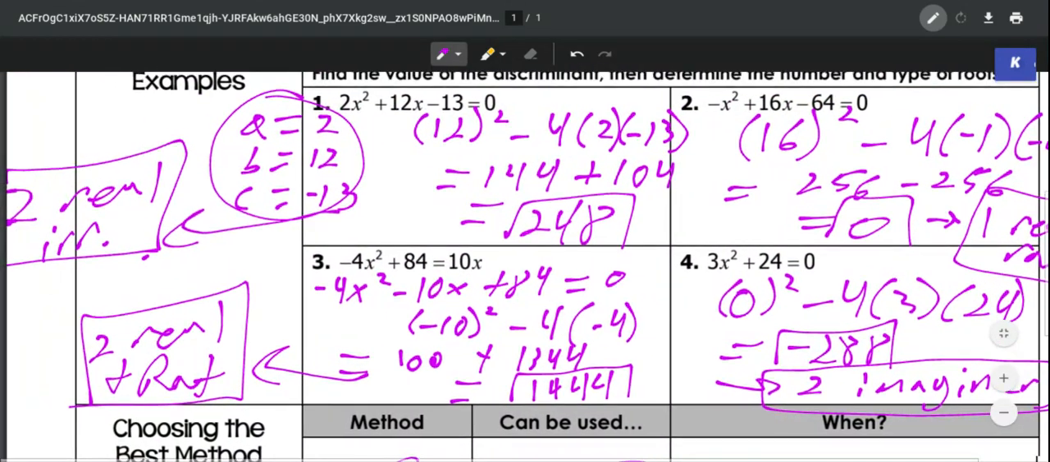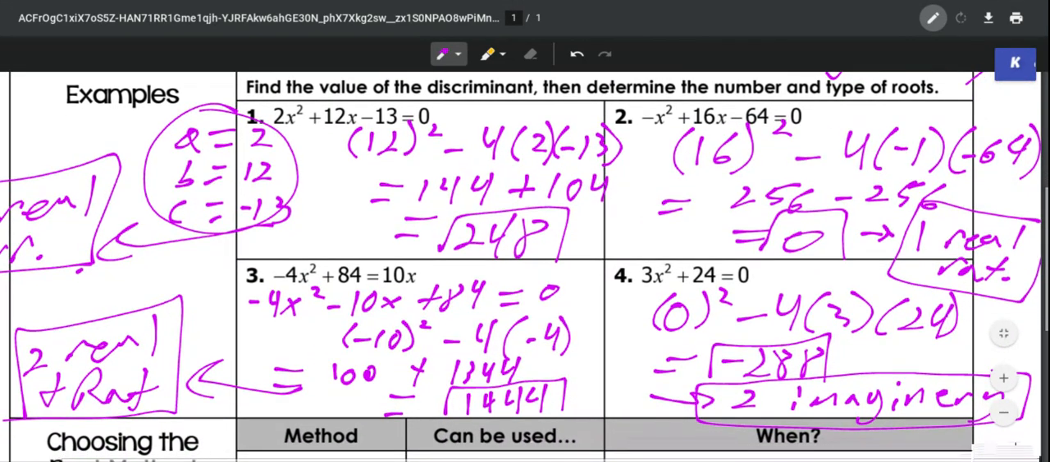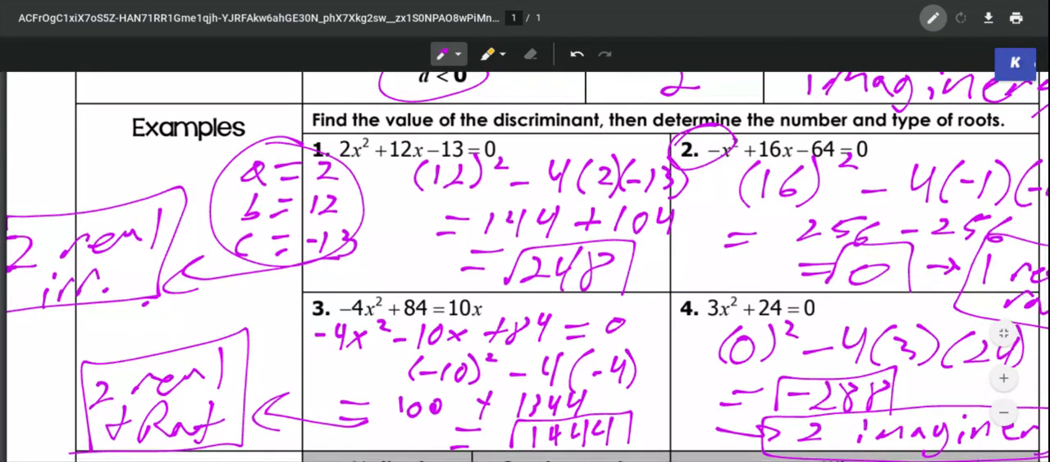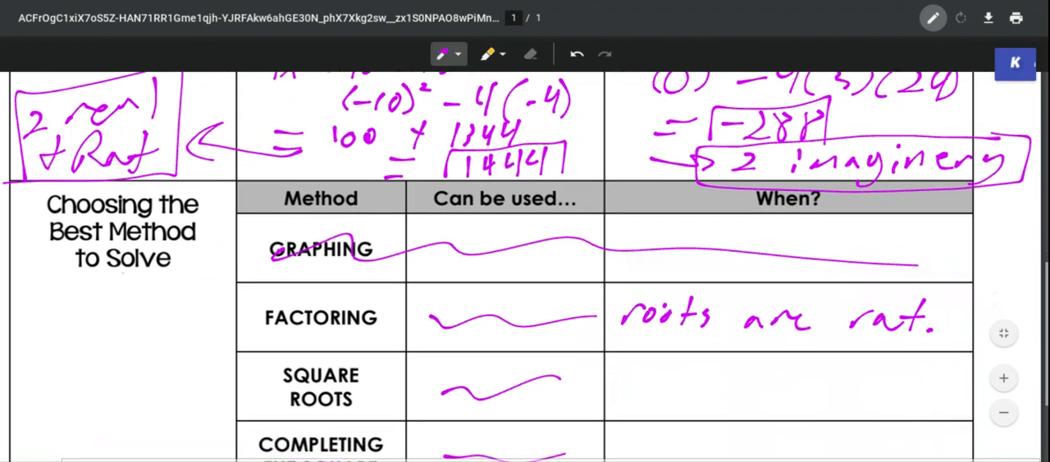So if you look at our examples we did, on number 2 we could use factoring, and on number 3 we could use factoring because both of those roots are rational. We wouldn't be able to use it on 1, and we wouldn't be able to use it on 4. So that's an example of that.